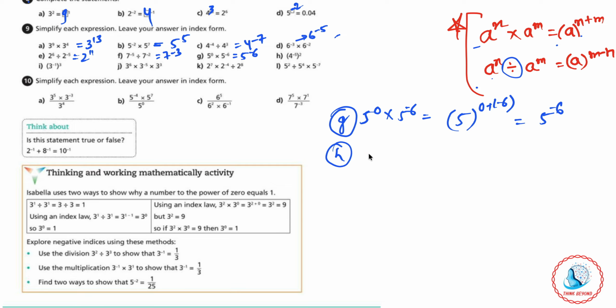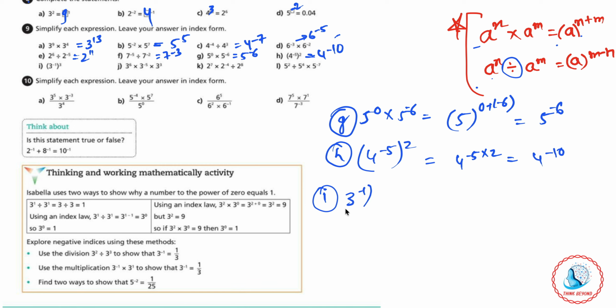Now for question number H, 4 raised to power minus 5, whole raised to power 2. If something is written like this, then you have to multiply the power, which is minus 5 times 2, which is 4 raised to power minus 10. Now question number I, it says 3 raised to power minus 1, whole raised to power 3. You have to multiply the powers. Minus 1 times 3 will give you minus 3. So the answer is 3 raised to power minus 3.